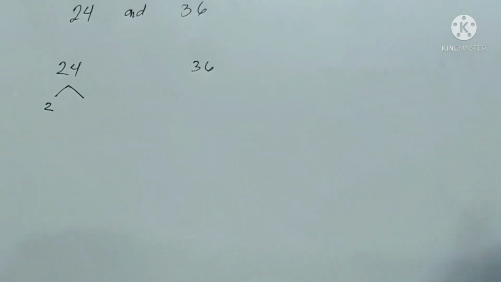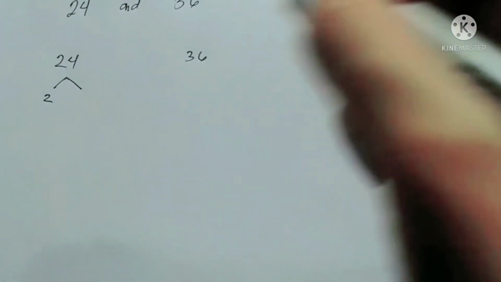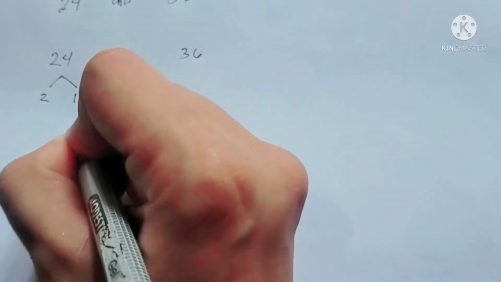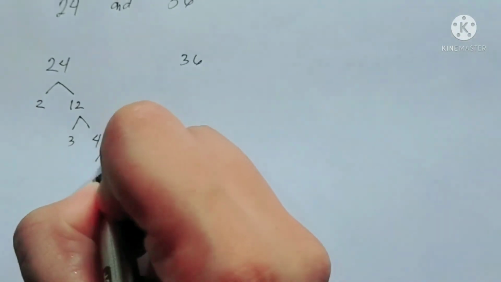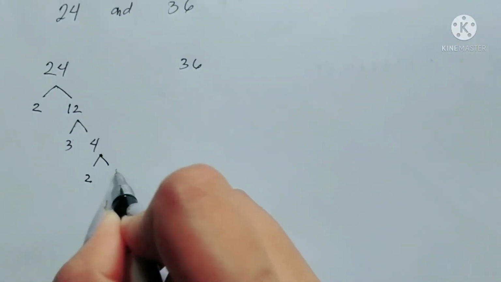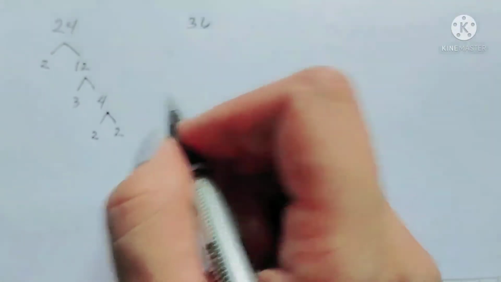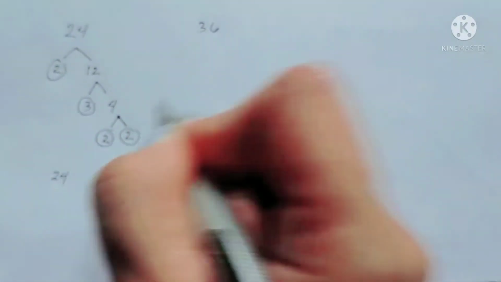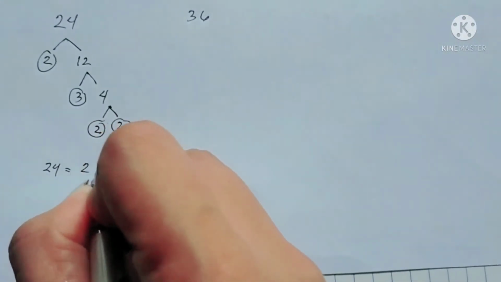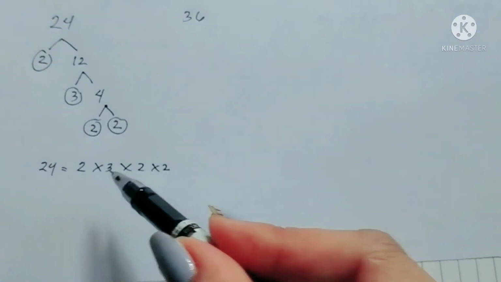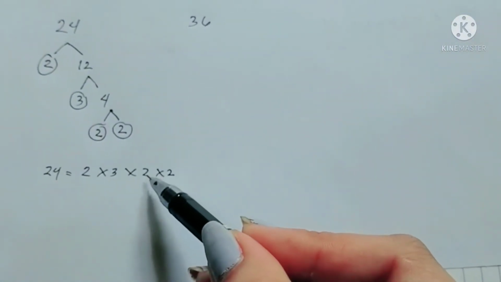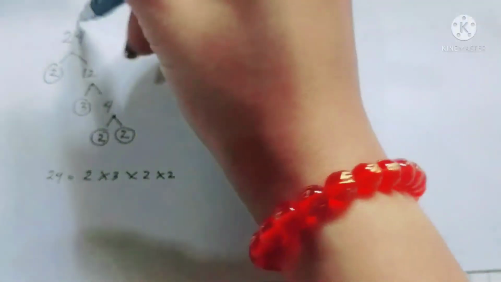Pagka 2 ang pinartner natin, 2 and 12. So, si 12, pag finactor natin, 3 and 4. So, si 4 pwede pa. 2 and 2. Ayan. So, isulat na natin siya. Yung mga naging dulo ng branch natin. So, sa 24, 2 times 3 times 2 times 2. Kasi, 2 times 3 is 6 times 2, 12 times 2, 24. So, nakuha pa rin natin si 24.